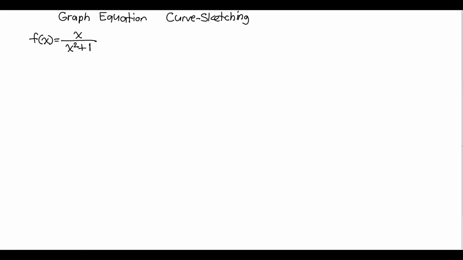Okay, so let's draw our axes. So our y-axis, so our x-axis. Okay. So is our y-axis or x-axis? Just label that real quickly.